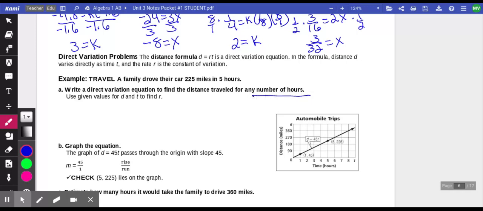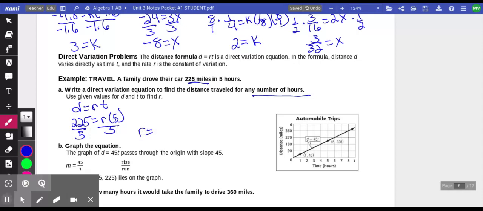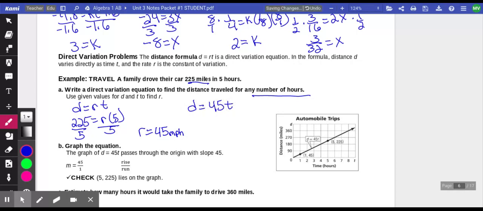So the first thing we're going to do is use d equals rt. We need to find out how fast they were driving. So 225 is our distance, equals our rate times 5. We divide both sides by 5, and we find out that their rate was 45 miles per hour, because it was miles and hours. So therefore our equation is d equals 45t, and that represents how far they would drive for any number of hours t.